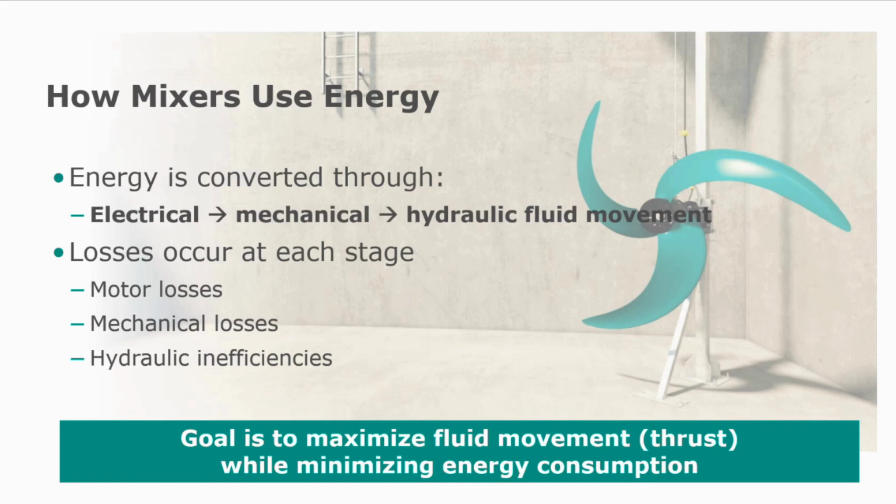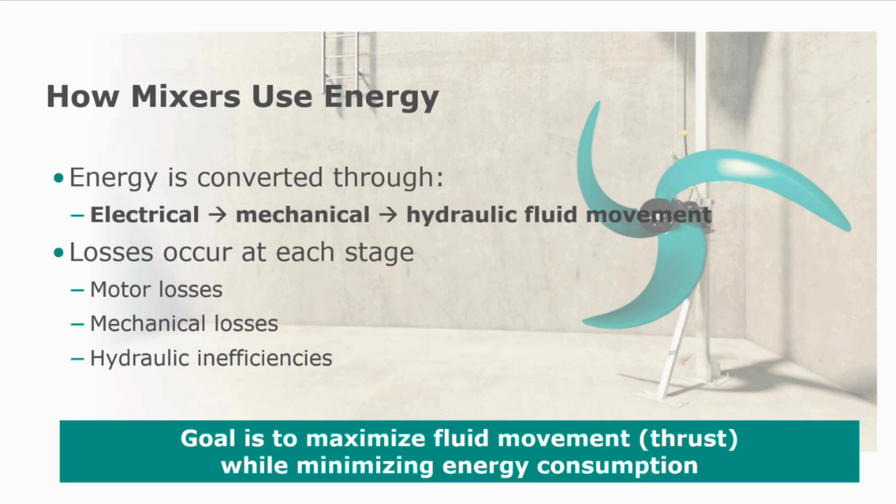So how do mixers use energy? The primary objective of a submersible mixing system is severalfold, but it's really to maximize the fluid movement, i.e. the thrust, while minimizing the energy consumed. Effective mixing is achieved by generating the proper combination of speed and torque to maintain solid suspension, prevent settling, and to promote uniform process conditions throughout the tank or basins.